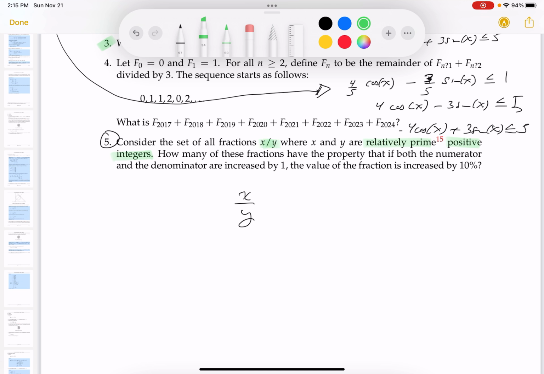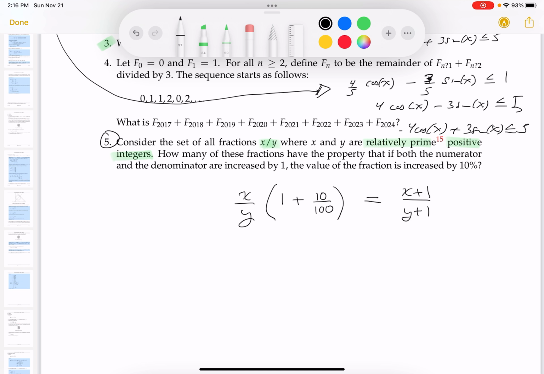How many of these fractions have the property that if both the numerator and the denominator are increased by 1, the value of the fraction increases by 10%? Well, let me write down what that means. If it's increasing by 10%, that would be 1 plus 10 over 100. That's a 10% increase, by the way.